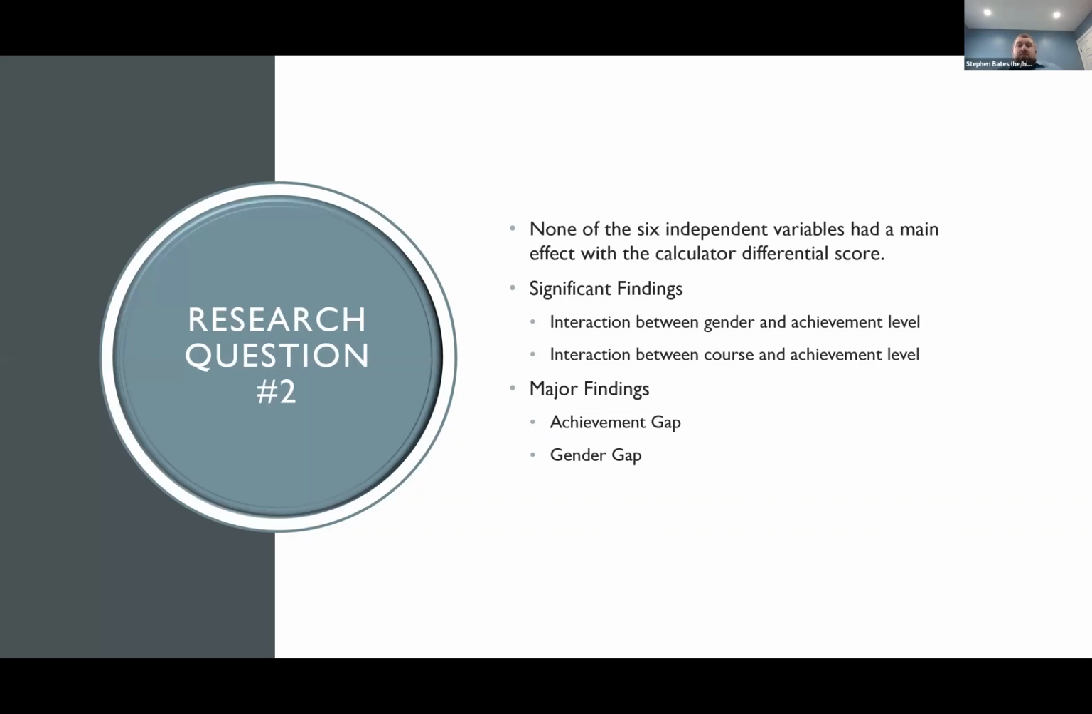For the second research question, none of the 6 independent variables had a main effect on the calculated differential score, but there were some significant interactions. The first significant interaction suggested that high-performing males, regardless of what class they were in, were more positively affected than low-performing males. In contrast, low-performing females were more positively affected than high-performing females when the graphing calculator was used. Additionally, on average, females scored better on assessments when they were permitted to use the graphing calculator.